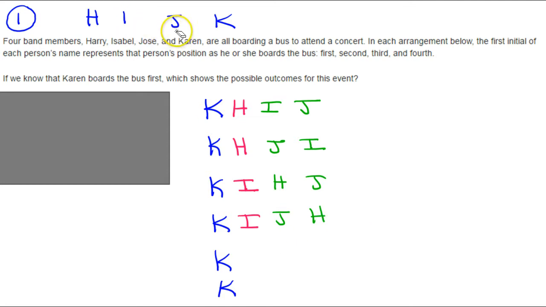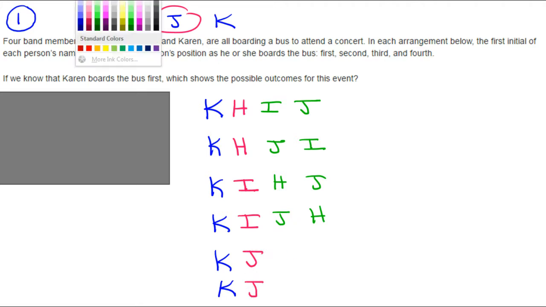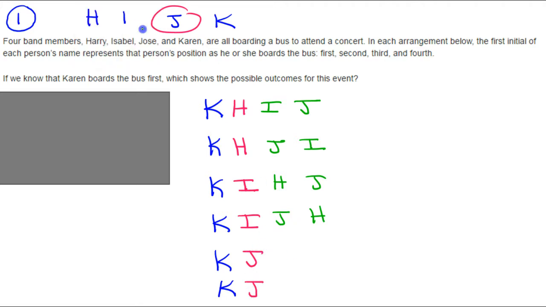Now, what if Jose goes second? Alright, if Jose goes second, then that just leaves Harry and Isabel. So it'll either be Harry and Isabel, or Isabel and Harry.